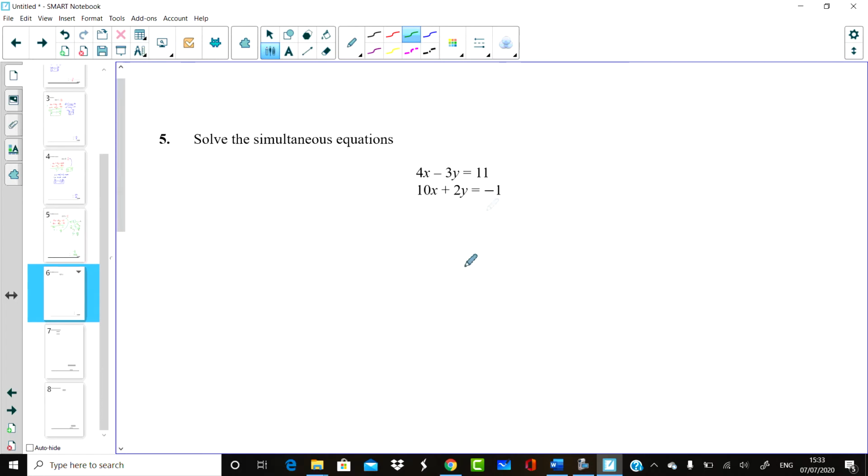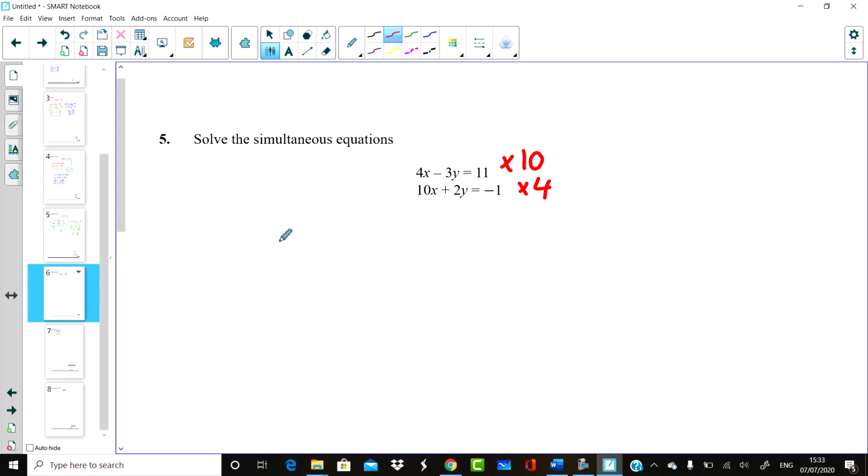Question number 5. This says 4x minus 3y is equal to 11, and 10x plus 2y is equal to negative 1. What we can do here is eliminate the x terms. The common multiple I'm going to choose is 40. So I'm going to multiply the first equation by 10, and the second equation by 4. And I'm going to rewrite them.